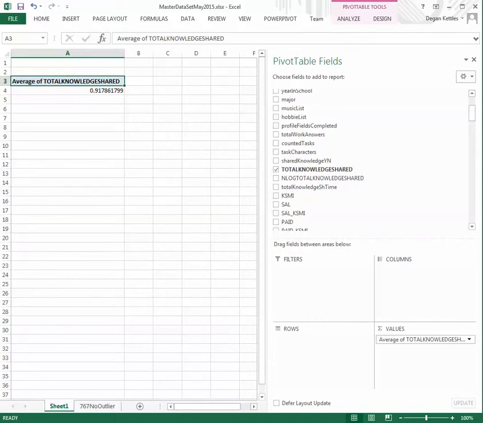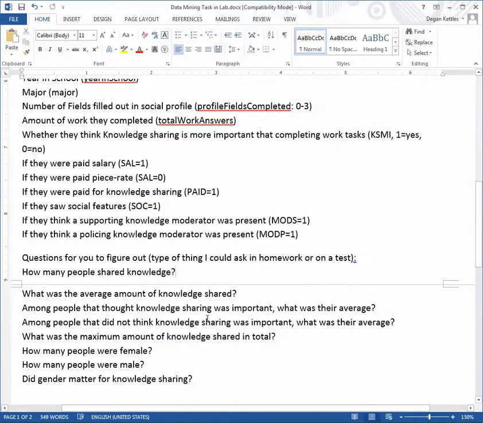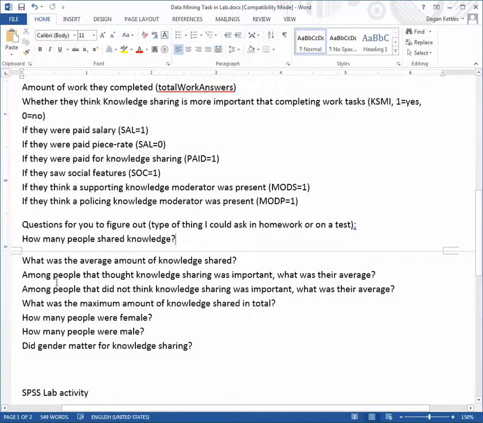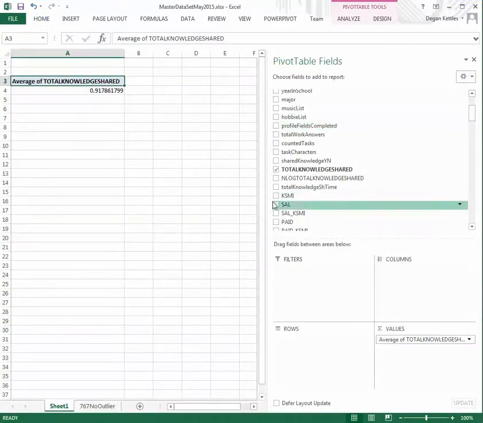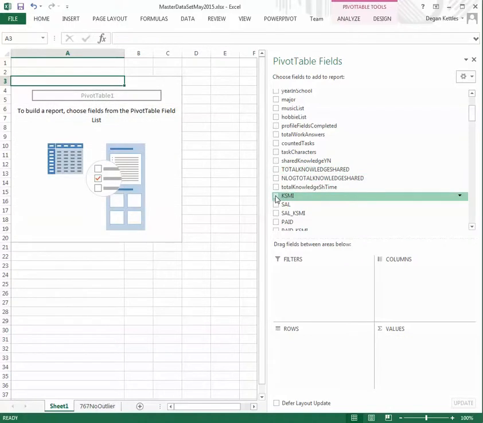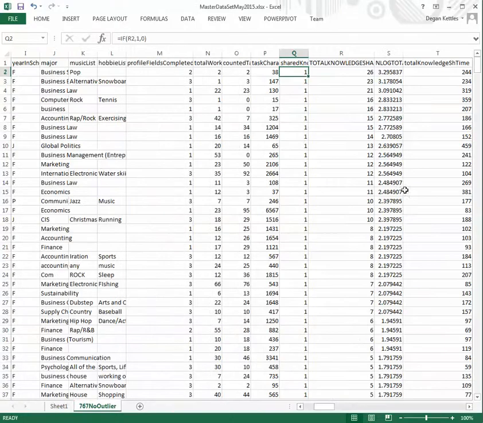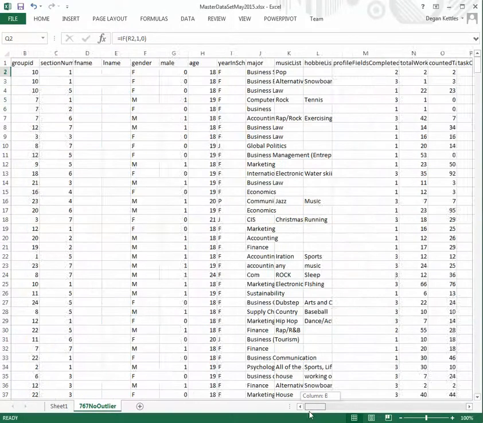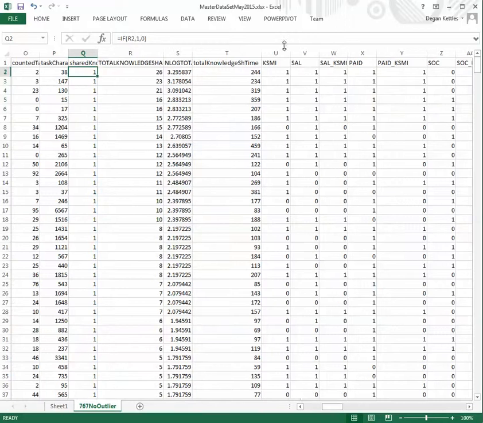Let's see what the next question is. Among people that thought knowledge sharing was important, what was their average? Okay, there's another column here. This was not an intervention. This was just something we asked people, which they thought was more important, sharing knowledge with colleagues or doing their work. And KSMI means knowledge sharing most important. So if you go back to the data here and look at it, it's going to be here in column U, some people picked 1 and some people picked 0.